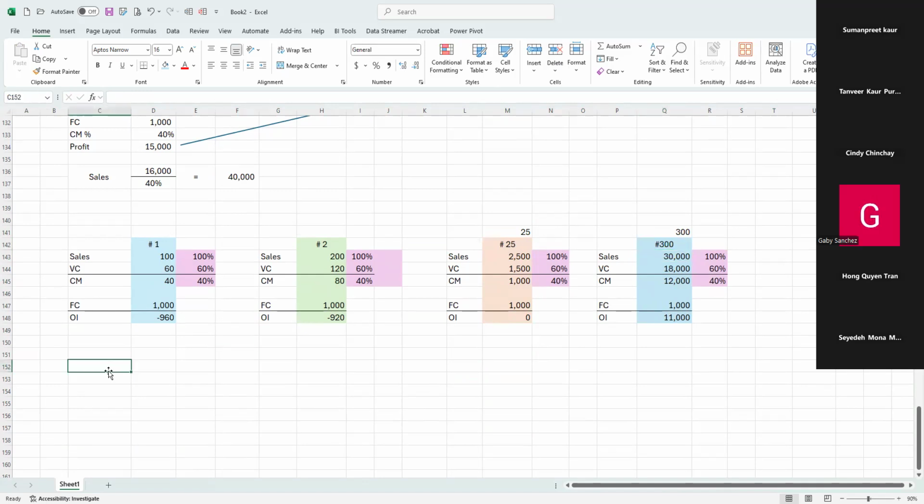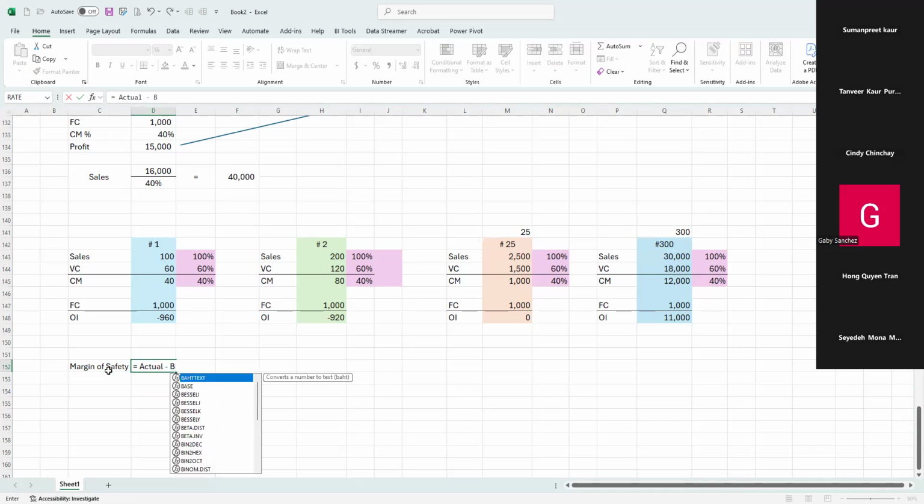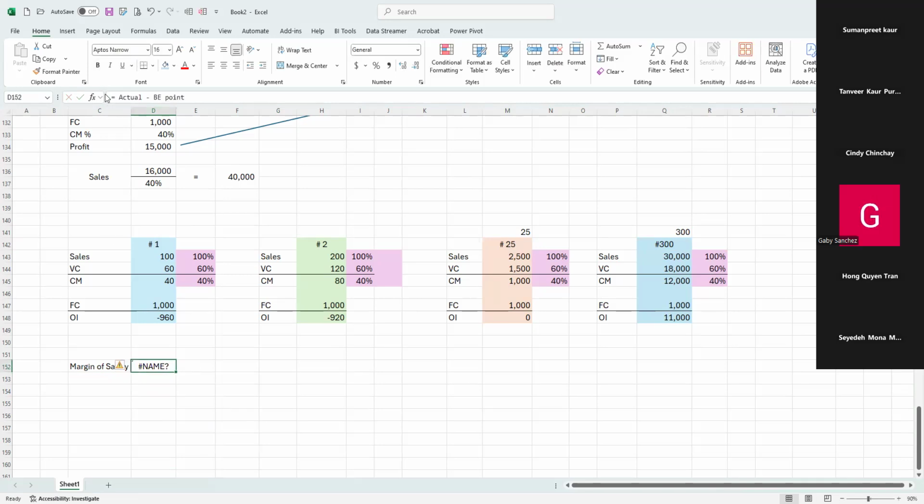Now the question is, what is my margin of safety? The margin of safety is simple: where you are compared to the break-even point. That's how we calculate the margin of safety. So the margin of safety can be expressed as a number of units.